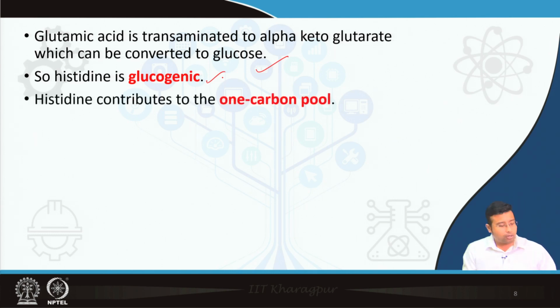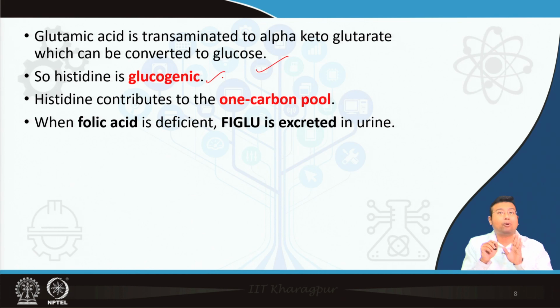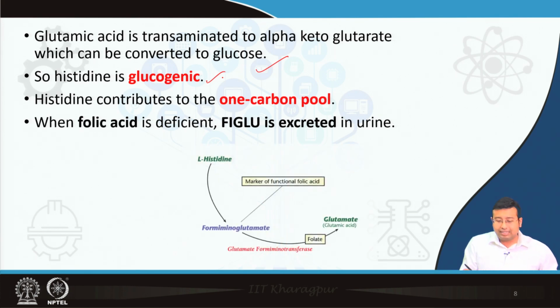As I discussed, histidine also contributes to the 1-carbon pool by formation of formiminotetrahydrofolate, but one important thing to remember is that histidine is converted to glutamate with formiminoglutamate as the intermediate, and conversion of formiminoglutamate to glutamate needs folic acid. So, whenever there is a deficiency of folic acid, FIGLU will accumulate and be excreted in urine. So, FIGLU excretion is a marker of folic acid deficiency, a very important applied question for you.